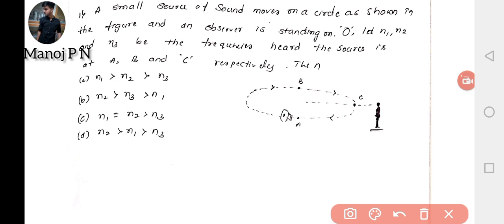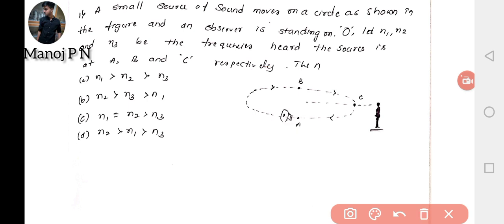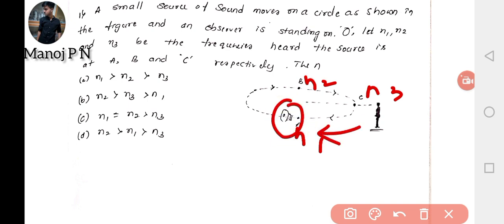And one more thing, if they are given with a diagram, trust me, the entire question will be in the diagram. Just by observing this diagram, you can easily extract the answer. So at this point the frequency is N1, at this point N2, and at this point N3. We can observe that at N1 the source is moving away from the observer, right?